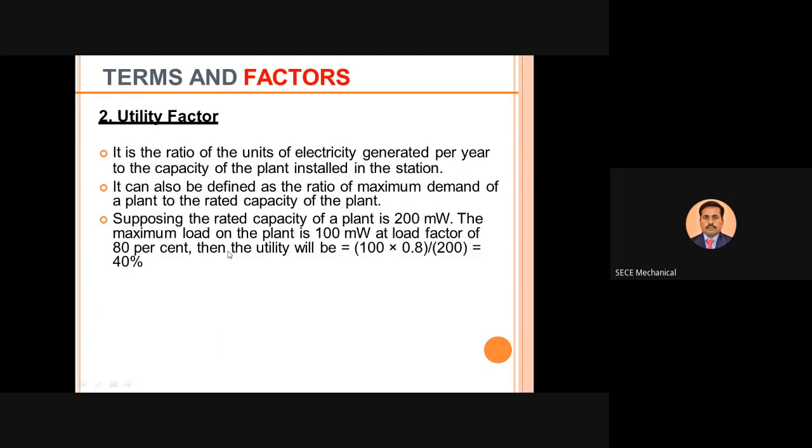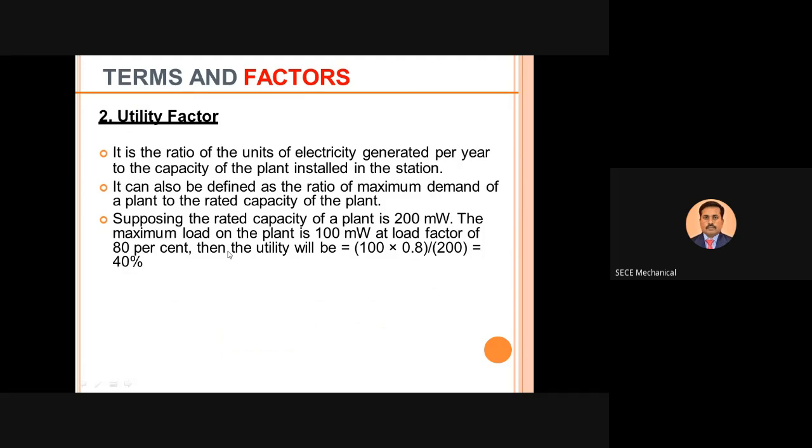Next factor is utility factor. So what is utility factor? It is the ratio of units of electricity generated per year to the capacity of the plant. So it is a ratio: how much electricity is generated per year divided by the capacity of the plant.